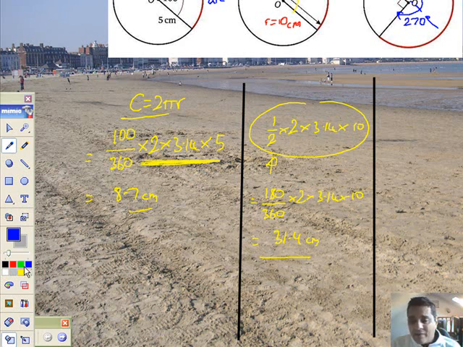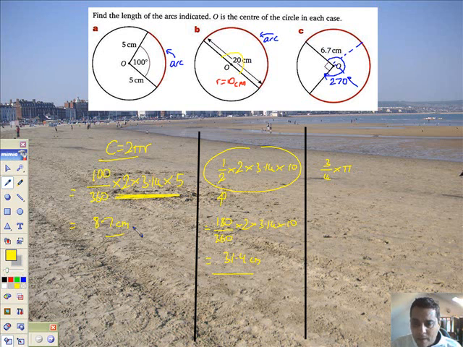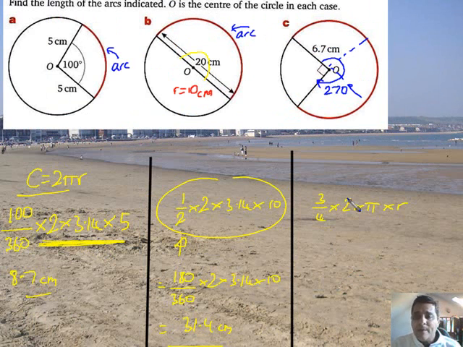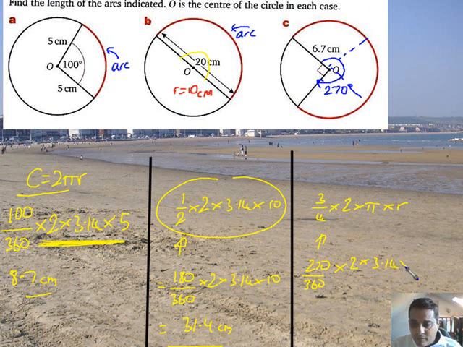So effectively we have 3/4 of a circle. In other words, 3/4 of a pi. Sorry, not pi. We go for 2 pi r, don't we? So we have 3/4 of 2 times pi times the radius. All right. Now it's 3/4 again, just like before, because we're talking about 270 degrees out of 360 times the 2 times 3.14 times the radius, which is 6.7.